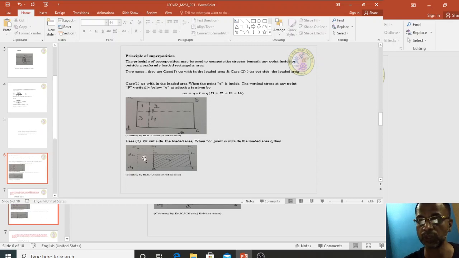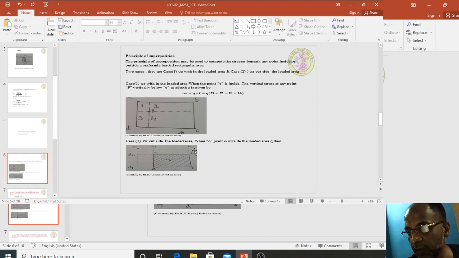Coming to case 2, when sigma z is outside the loaded area, when O is outside the loaded area, the stress below O at P has to be calculated due to the application of load Q. So from O draw a line parallel to AB, and from O draw a line parallel to AD. Join O B1 C D1 O. Now the stress at this point you have to calculate. How to calculate stress at this point?